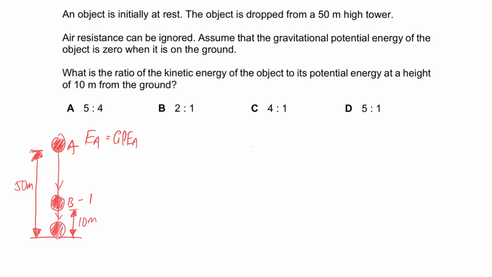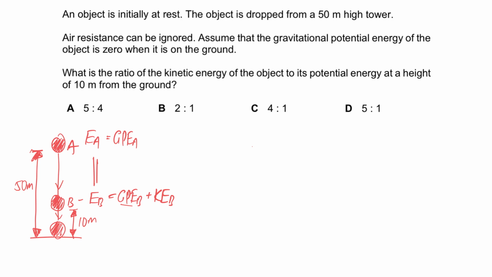On the other hand, the total energy at point B is the same as the total energy at point A because of conservation of energy and there's no air resistance. So the total energy at point B is a combination of your GPE at point B plus kinetic energy at point B. Because it's moving down, it has a speed, and it has a height of 10 meters, therefore it has GPE. This is your usual concept, based on conservation of energy.